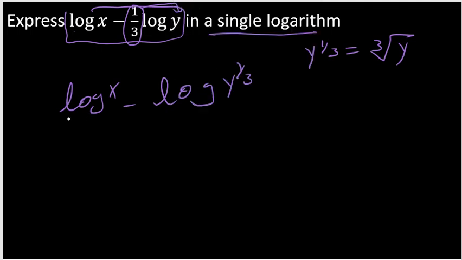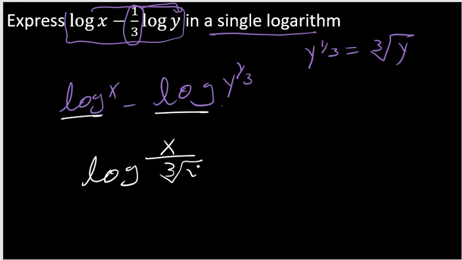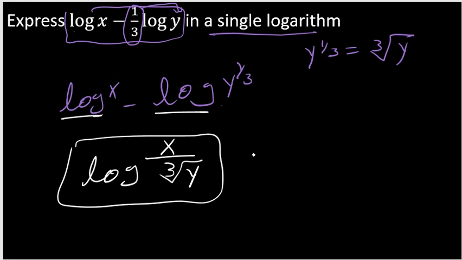Therefore now the two logarithms are separately having the same base, no coefficient, so we can write log of x over the cube root of y. Because it's minus, we have to write it as a quotient. The base is 10 for both, so just one logarithm. It contains one logarithm. This is the expression of two logarithms as a single logarithm.